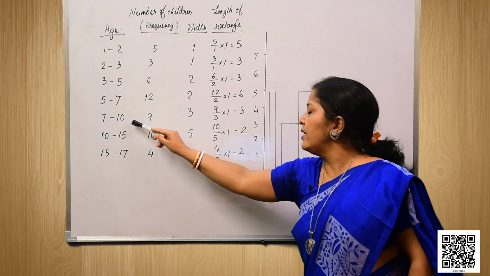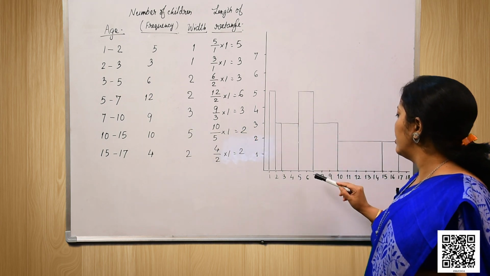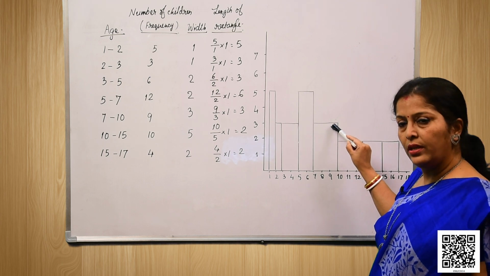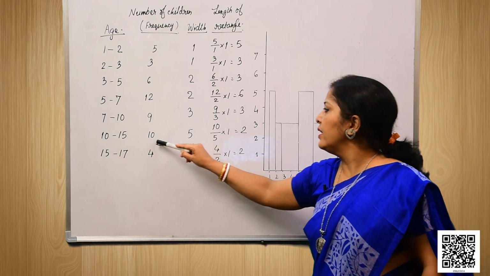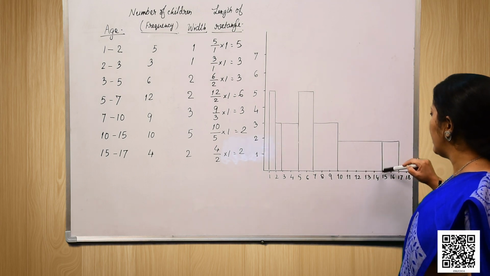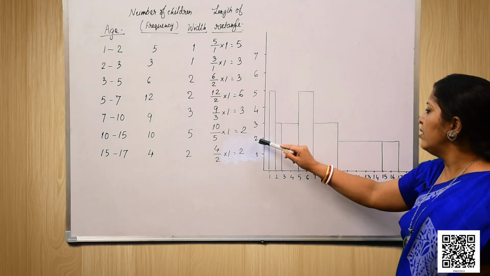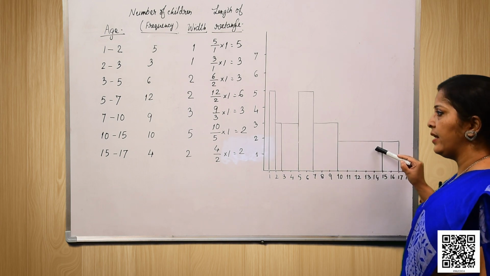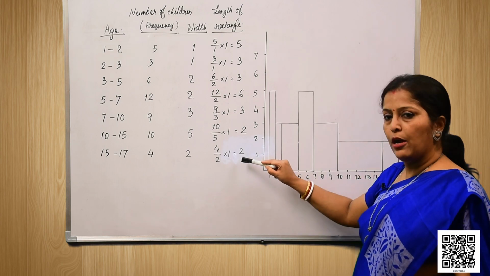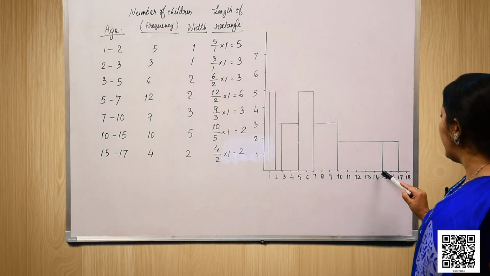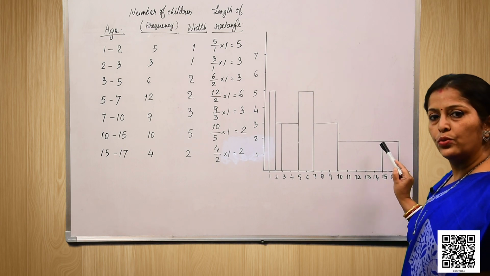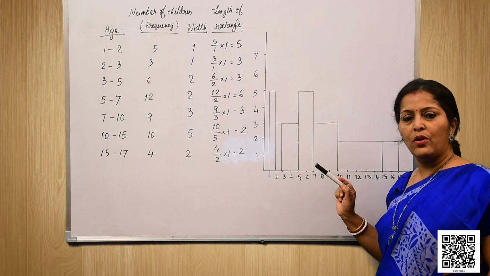Then 7 to 10 the length is 3. So again from 7 to 10 the length will be up to 3. Then 10 to 15 the length is up to 2. So from 10 to 15 the length is up to the 2 of the vertical line. Then in the last one, 15 to 17, the length is up to 2. So again from 15 to 17 the length of the rectangle is 2. I hope this is clear to you now.